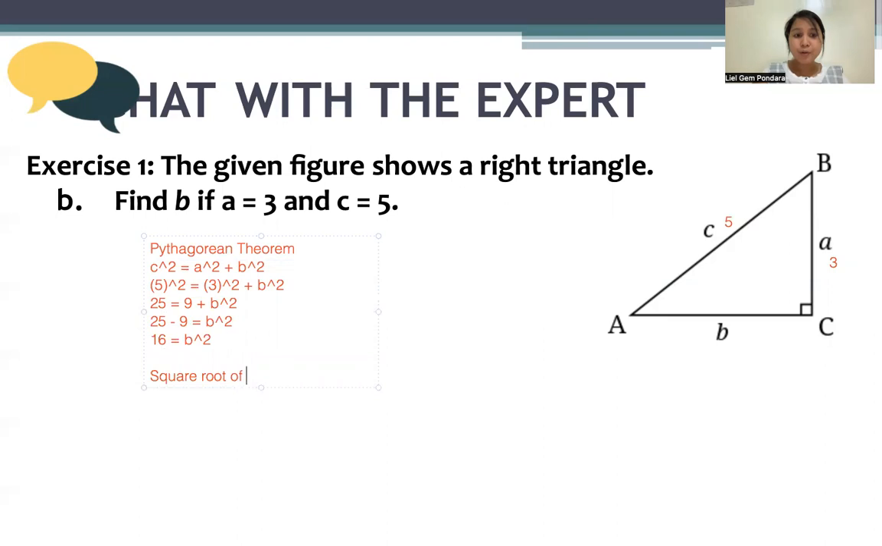We find the square root of both sides. The square root of B squared is B. The square root of 16 is 4. Therefore, the value of B is 4. So you have 3, 4, and 5.